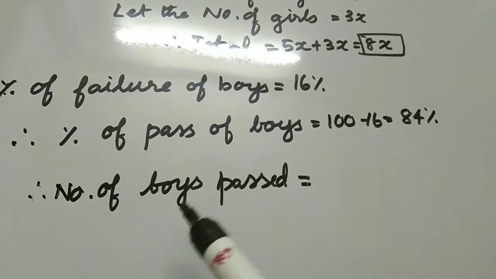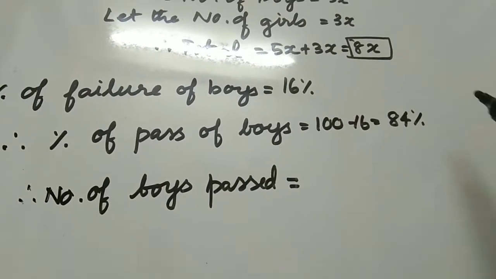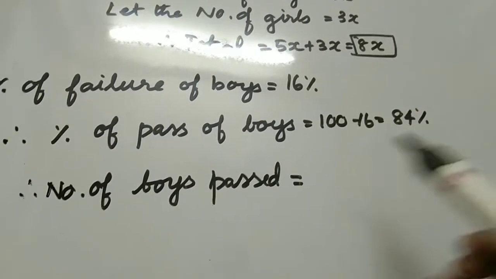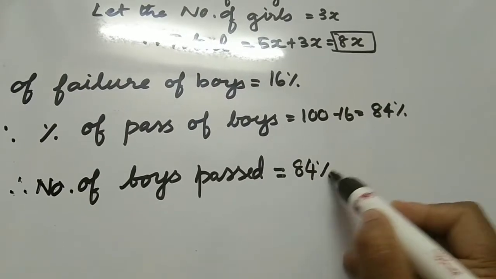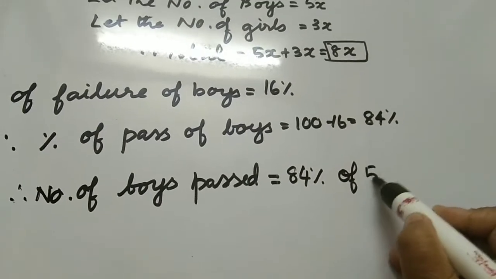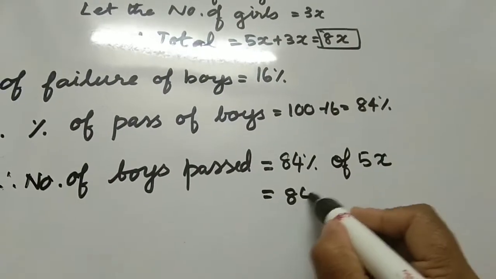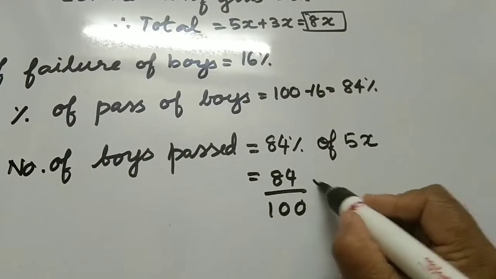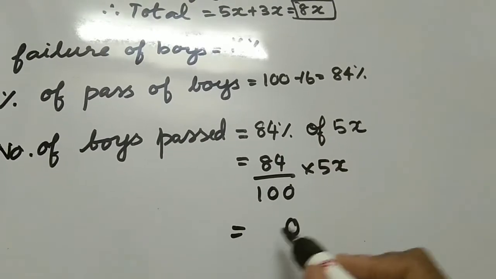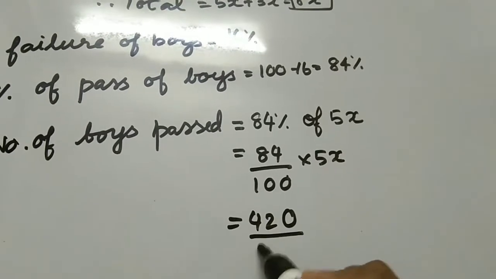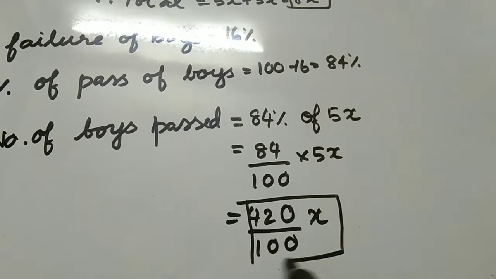So therefore, the number of boys passed is 84% of boys, 84% of 5x. So the number of boys passed is what? 84% of, what is the total number of boys? We have assumed it to be 5x. So that is equal to 84 by 100 into 5x. So when you multiply, what do you get? You get 420 by 100x. Don't do any cancellation because we'll be using this.